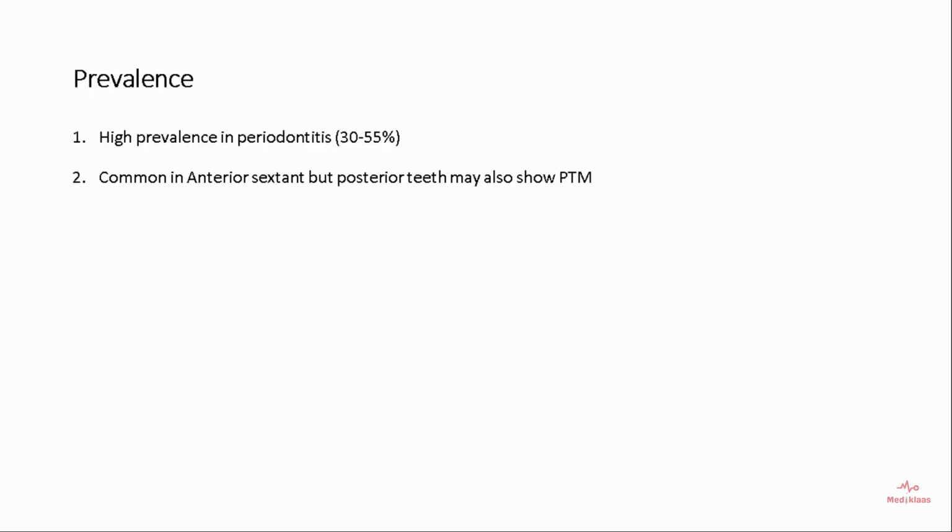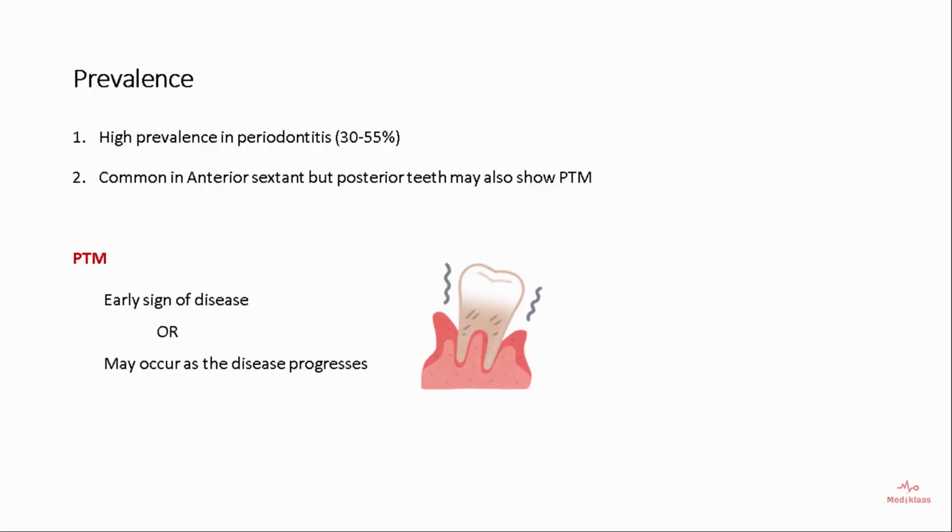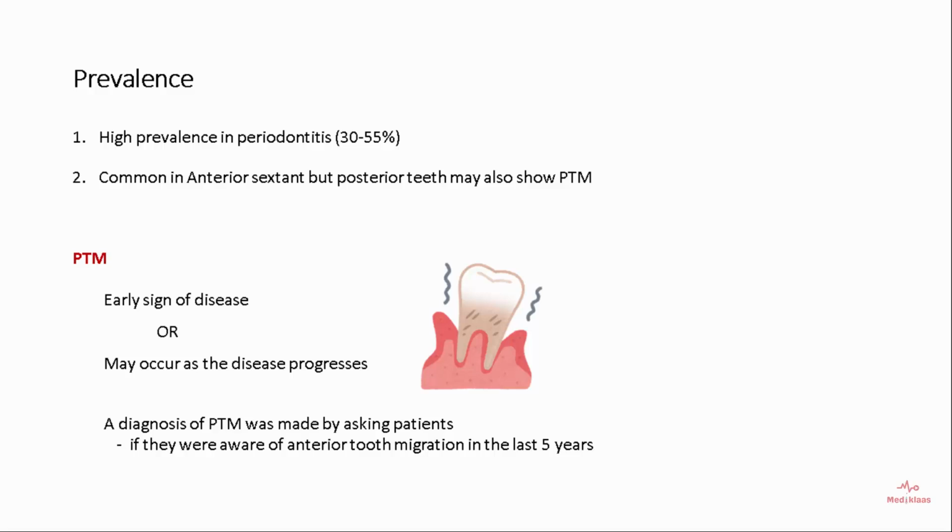Prevalence of pathologic tooth migration. It occurs in about 30 to 35% of periodontitis cases. It is common in the anterior sextant, but even the posterior teeth may show pathologic tooth migration. It is an early sign of disease or may occur as the periodontal disease progresses. A diagnosis of pathologic tooth migration can be made by asking the patients whether they were aware of the movement of the teeth in the anterior region in the last 5 years.